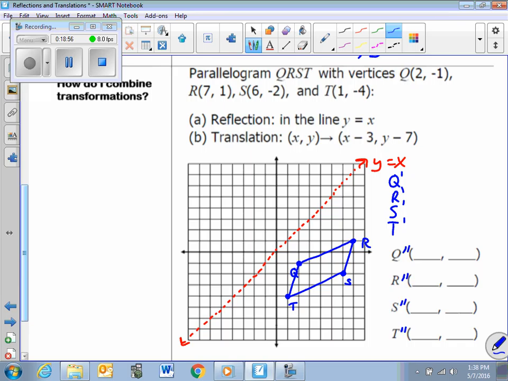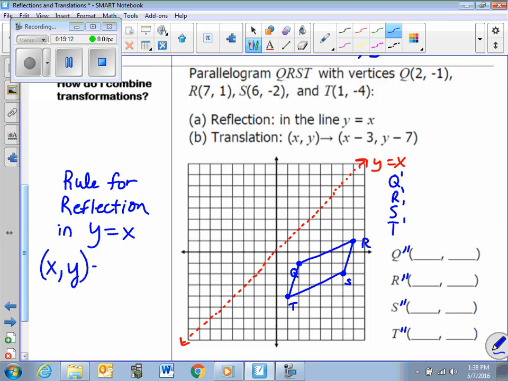Did we get a rule? I don't know if we did one of these, but what's going to happen, guys, when you do a reflection in the line y equals x is that for every vertex, x is going to map to y and y is going to map to x. So this is going to be a simple matter. We know that Q here is 2, -1, so Q prime is going to be -1, 2. We just switch our x and y.